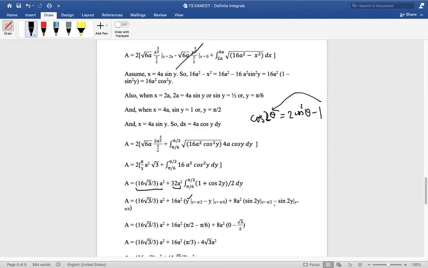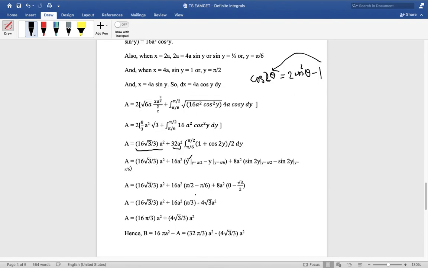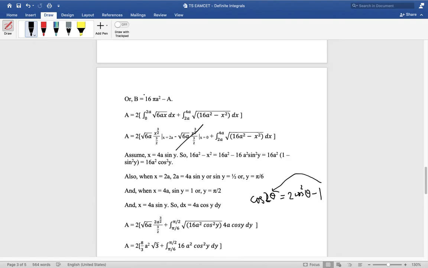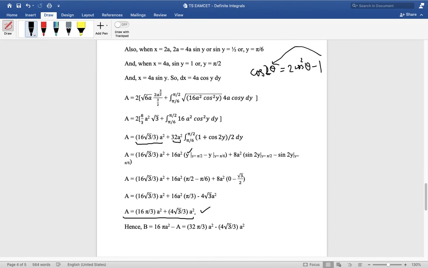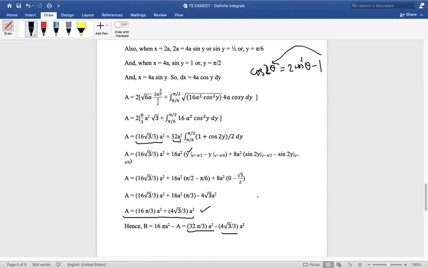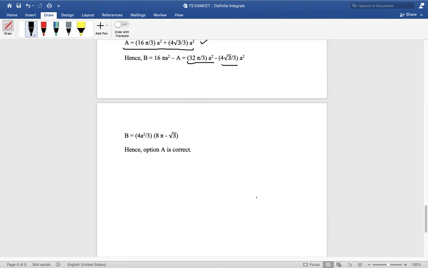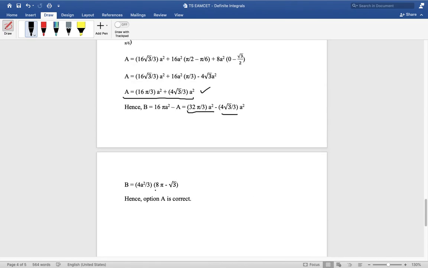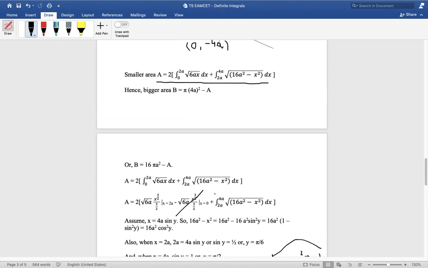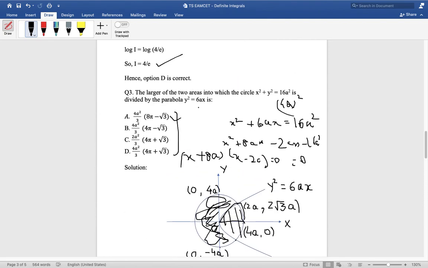Now just put in the upper and the lower limits, pi by 2 and pi by 6, and this is all just calculations. So A is equal to 16 pi by 3 a square plus 4 root 3 by 3 a square. What will be the bigger area? I have shown over here. B is equal to 16 pi a square minus A. Just put in the value of A. You will get B is equal to 32 pi by 3 a square minus 4 root 3 by 3 a square, which means when I take 4a square by 3 common, 8 pi minus root 3. So which is option A.